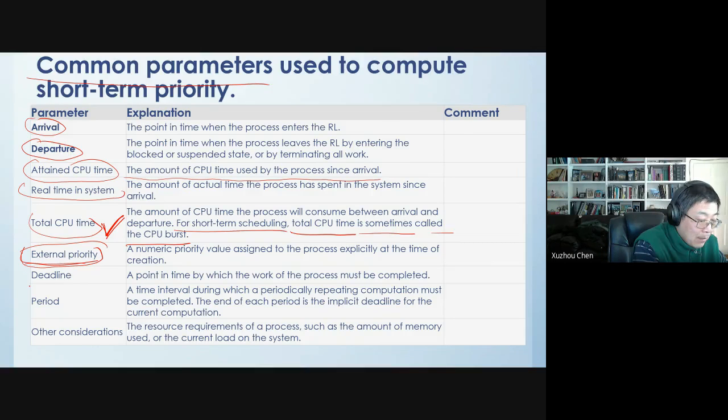And also the deadline and the period, each with its own definition. Deadline basically means a point in time by which the work of the process must be completed. If the process has a very tight deadline, like in most real-time systems, then this process definitely should be given a high priority. Many times these kinds of processes are called real-time processes.